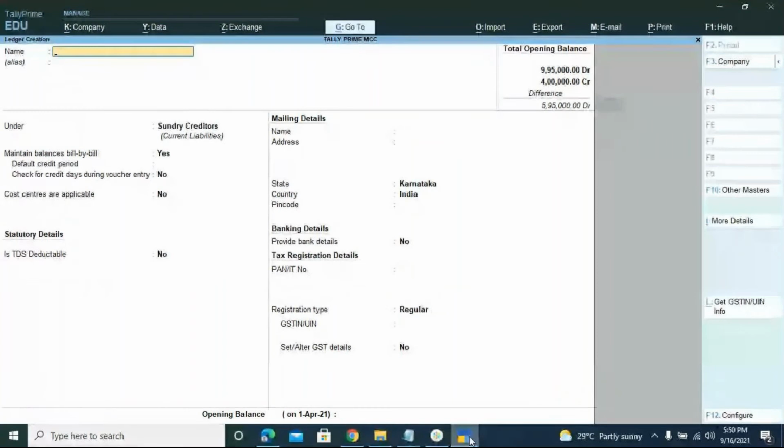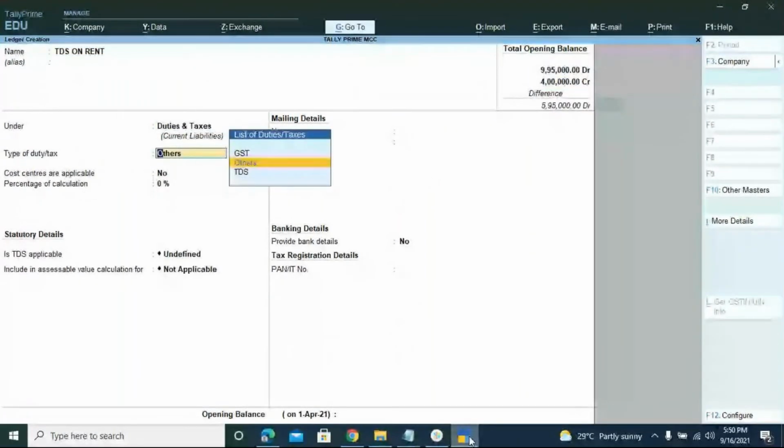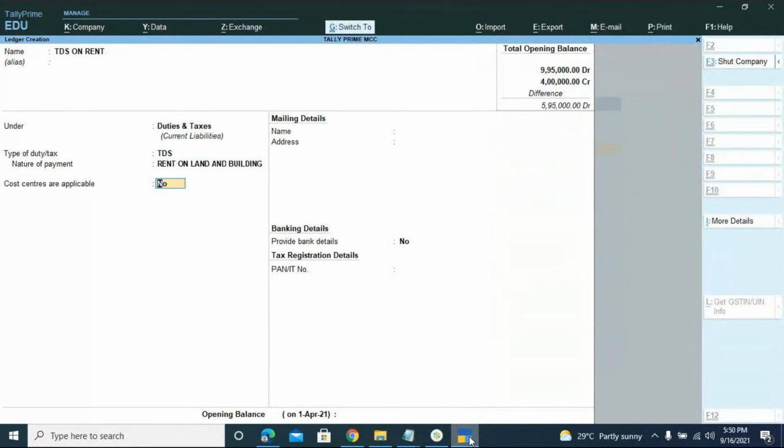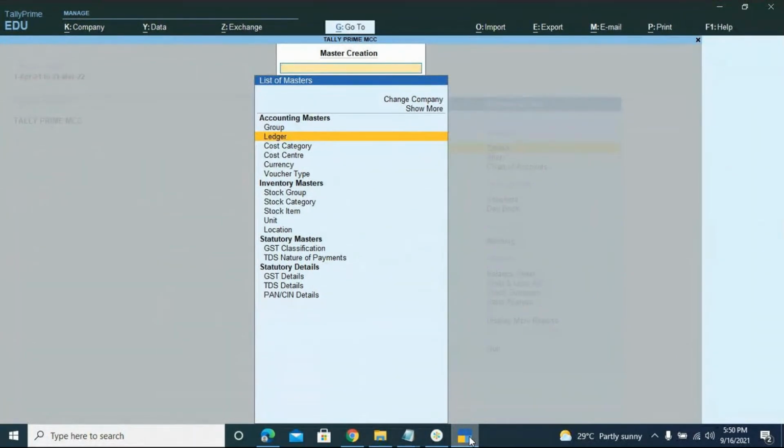The last one we have is TDS on rent. So under duties and taxes, one thing you have to keep in mind, all statutory based ledgers created in Tally software, it can be for TDS, TCS, GST or whatever it is, all will compulsorily come under the group of duties and taxes. Okay, so type of duty is TDS, rent on land and building. That's all. So accept the ledger. So we have created three ledgers to pass the TDS payment.